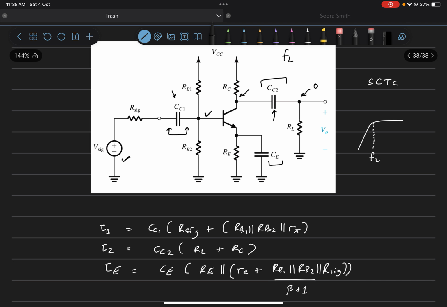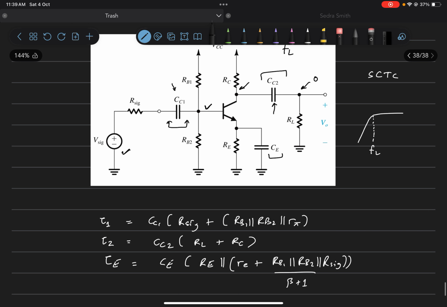Now in order to find out the value of FL, we use a method that is called the short circuit time constant. What we do is we take these caps one after another, one at a time, and we short the remaining capacitors when we are considering one of them. Let's say first of all we consider the effect of CC1 on the value of FL. When we consider the effect of only CC1, we will short out CC2 and CE since we are only concerned about CC1.